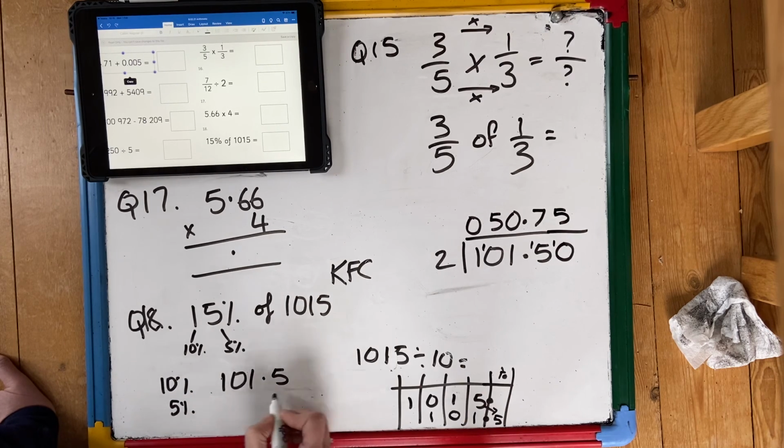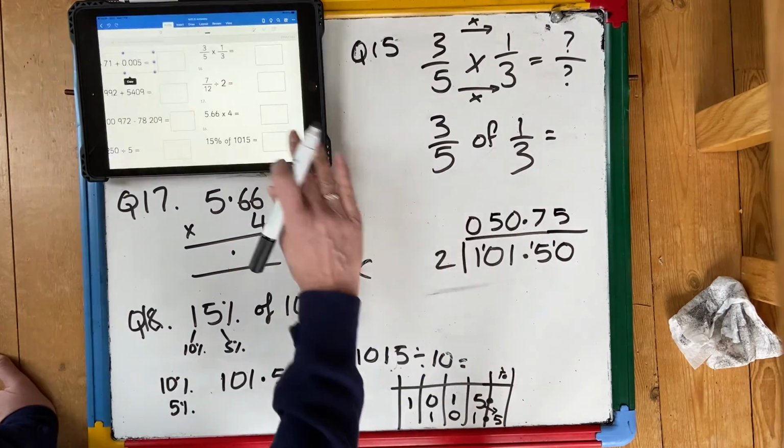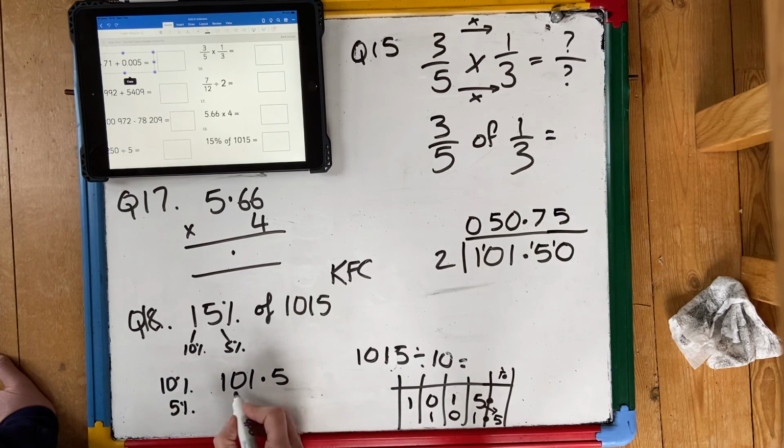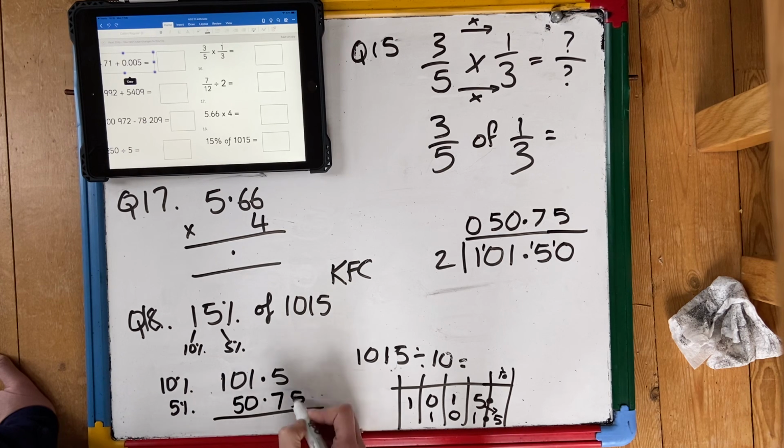Now you have to make sure that the decimal points are lined up. So that 5 is in the tens column, so I'm going to put it under the 0, sorry. 50.75. Put my placeholder in here. So there's 10%, there's 5%, add them together and you will have 15%. Make sure you've got that decimal point there.